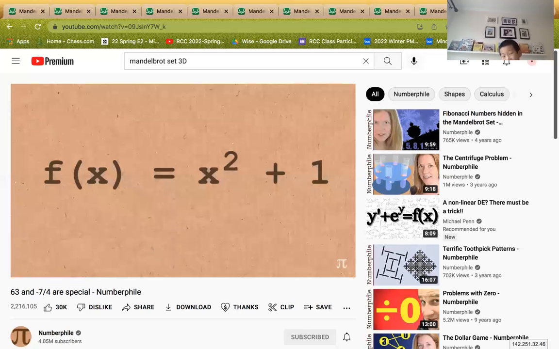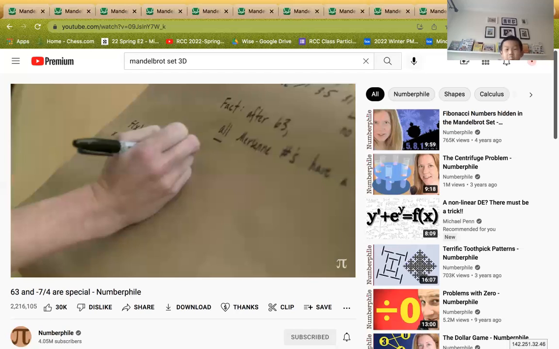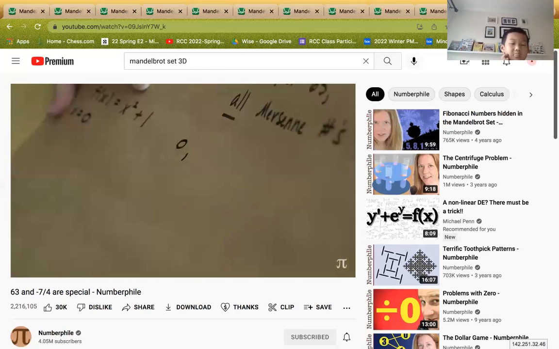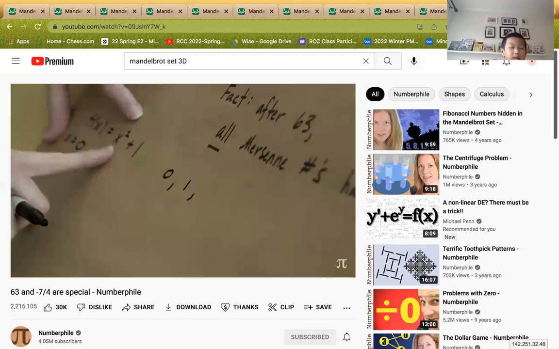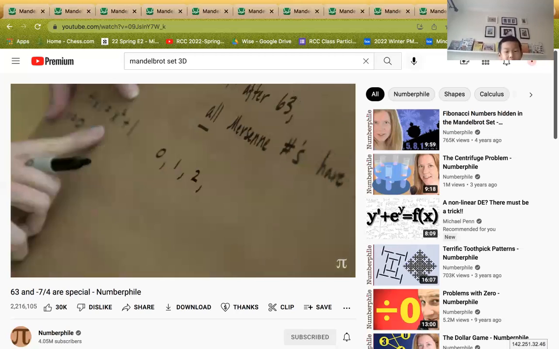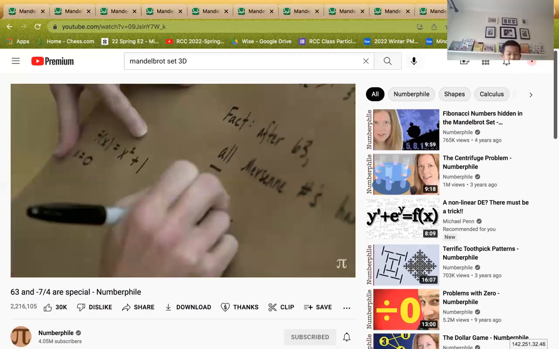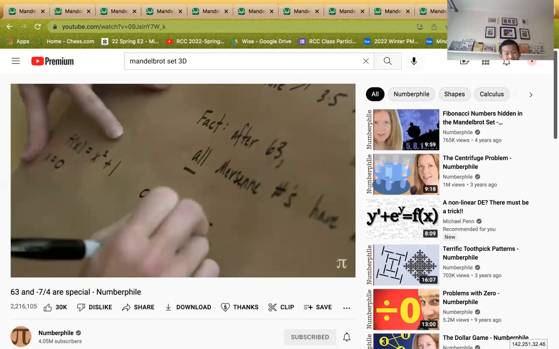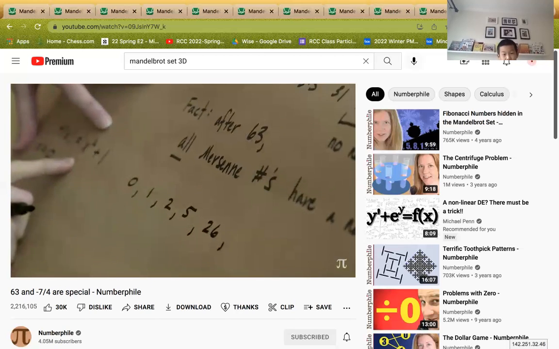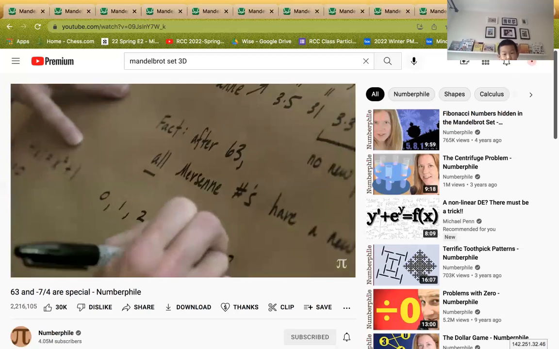But we can still start generating these sequences. So if we start with 0, if we plug it into this function, it's going to map to 1 again. But when we plug 1 in, we get 1 plus 1, which is 2. When we plug 2 in, we have 2 squared plus 1, which is 5. We plug 5 in, we have 25 plus 1, which is 26. And when we plug 26 in, I happen to know we end up with 677.